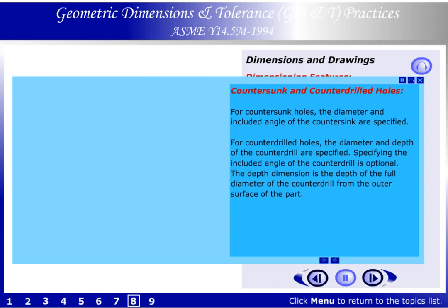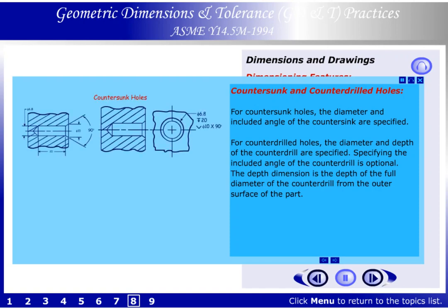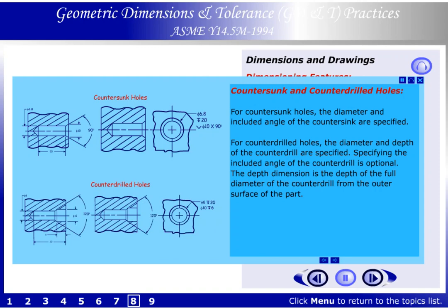Countersunk and counter-drilled holes. For countersunk holes, the diameter and included angle of the countersink are specified. For counter-drilled holes, the diameter and depth of the counter-drill are specified. Specifying the included angle of the counter-drill is optional. The depth dimension is the depth of the full diameter of the counter-drill from the outer surface of the part.